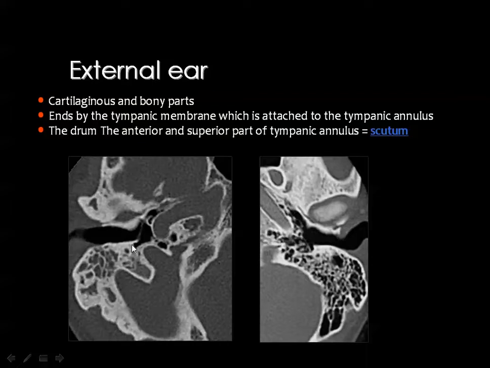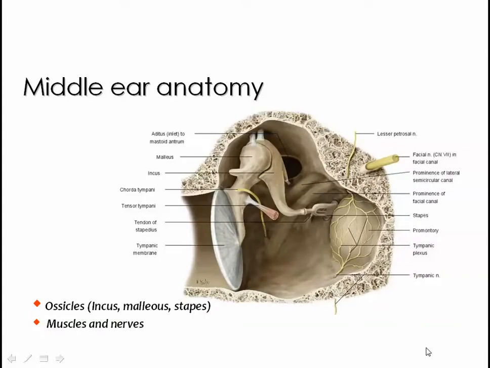Usually you do not see the eardrum. The eardrum is seen through the otoscope, and it can be easily evaluated, and we don't need to evaluate the eardrum by CT. But it's important to know that the eardrum is stretched along a bony ridge which is known as the tympanic annulus, and this part, which is the anterior and the superior part of the tympanic annulus, is known as the scutum, and this is an important structure which is related to the formation of cholesteatoma, as we will discuss in the pathology.